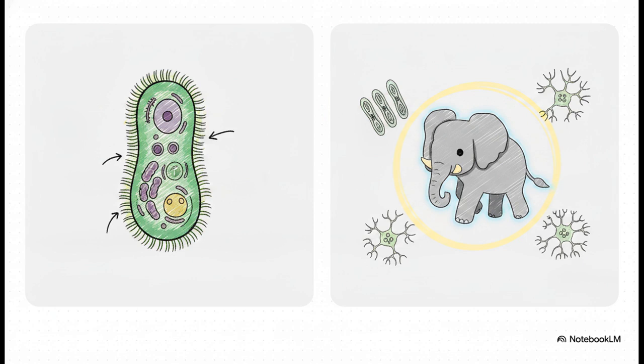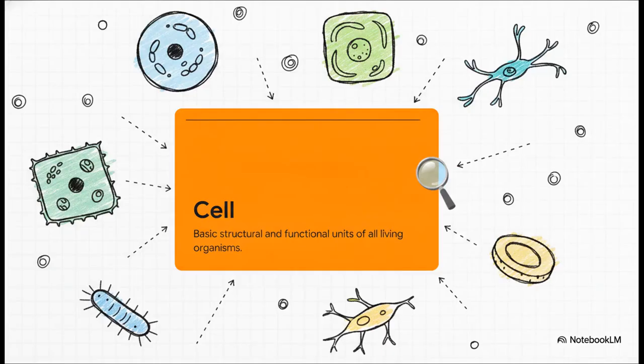On the flip side, we have multicellular organisms, which are made up of vast collections of specialized cells. Now, our focus today is squarely on this complex multicellular life. But to really grasp complex life, we have to start at square one. We need to define the ultimate starting point, the cell.